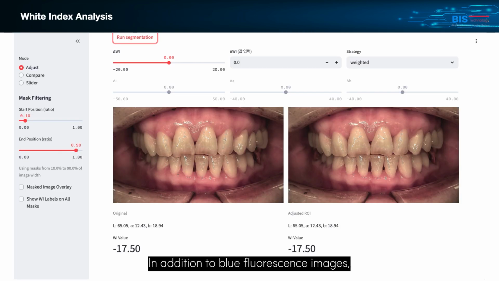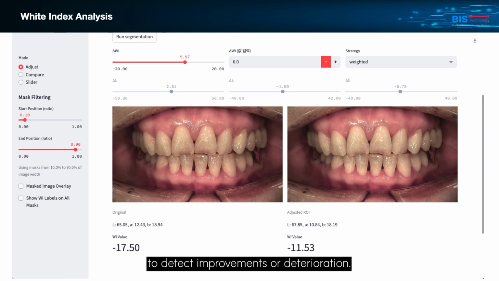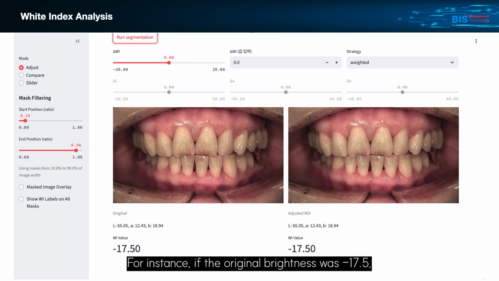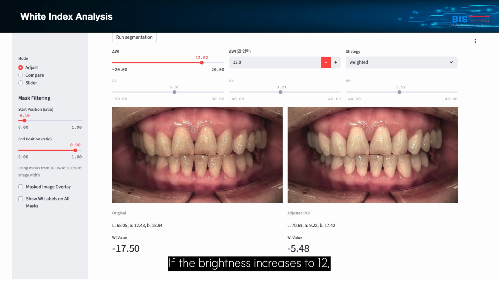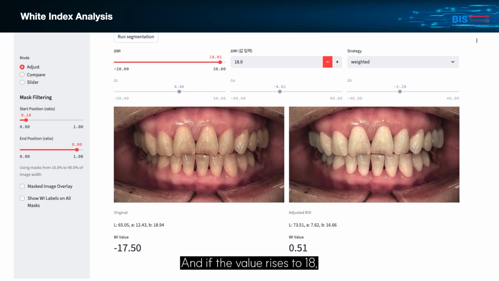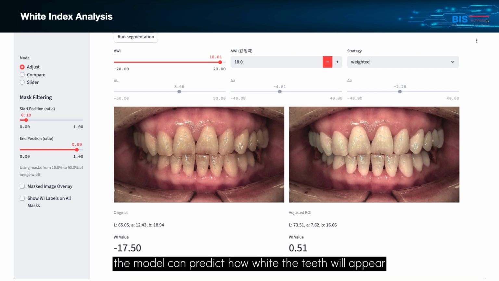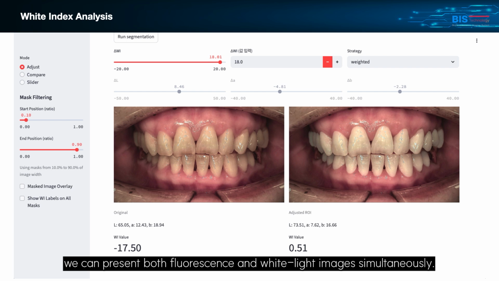In addition to blue fluorescence images, the AI can also analyze changes in white light images to detect improvements or deterioration. For instance, if the original brightness was -17.5 and whitening increased it to around 6, the visual output would look like this. If the brightness increases to 12, you can see the teeth appear this much whiter. And if the value rises to 18, the model can predict how white the teeth will appear, allowing for clear patient communication and counseling.